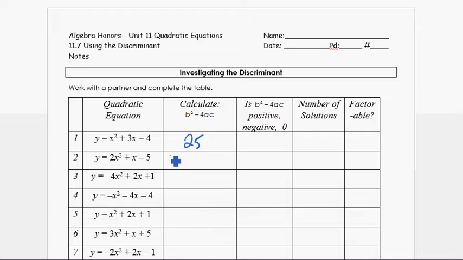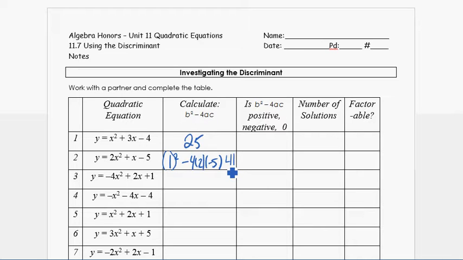So in this case, it's going to be 1 squared, and we want that 1 in parentheses because this will always be positive, minus 4 times 2 times negative 5. And in this case, it's 1 minus the negative gives us plus. 1 plus 40 is 41. So for number 2, the value of the discriminant is 41.